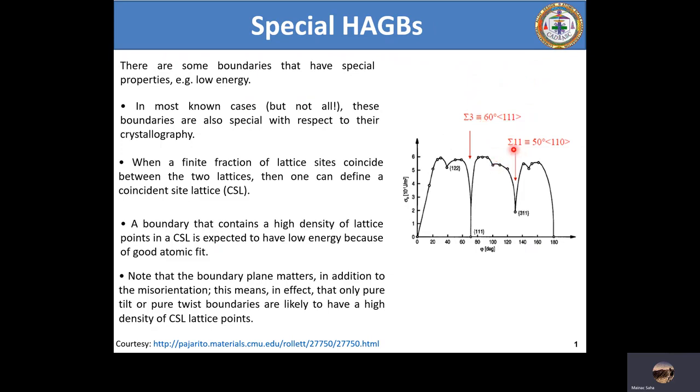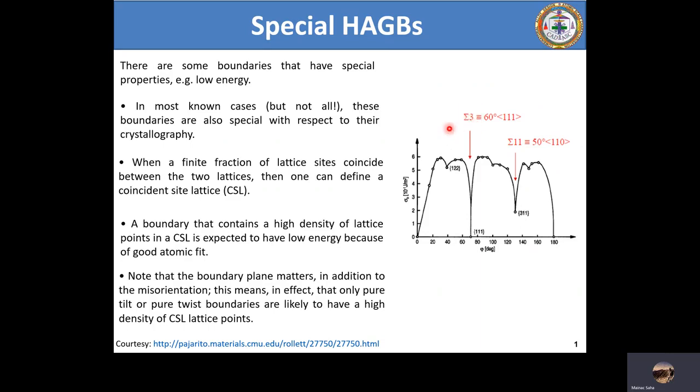So if you consider a fixed volume, then the number of coincident lattice planes between the two adjoining grains will definitely be much higher for sigma 3 as compared to sigma 11. In that case, for the sigma 3 boundary, the grain boundary energy is going to be much lower because of the good atomic fitting, and this is because of a number of reasons. I'm not going into that much detail.